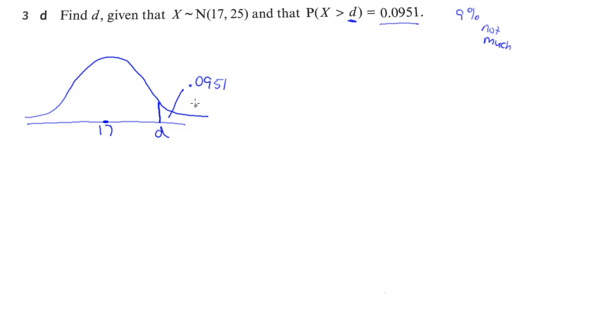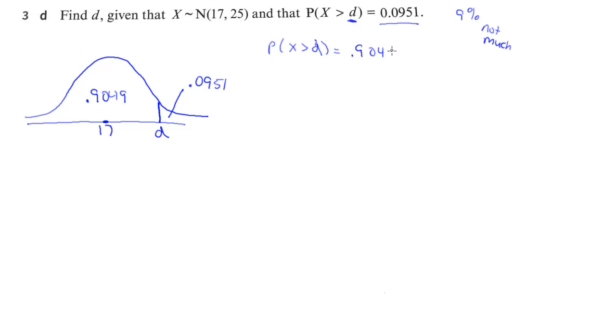Now, the nice thing is that I know that this whole curve is 1. So if I take 1 minus 0.0951, I'm going to get 0.9049. And that's everything to the left of d. And that's what my inverse function is going to do in the calculator.